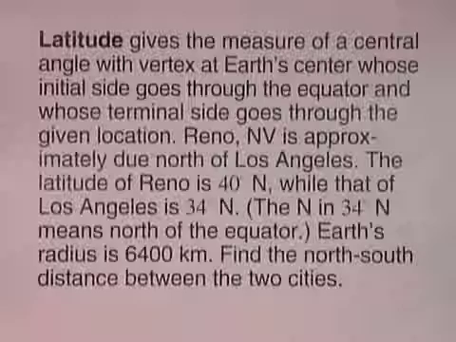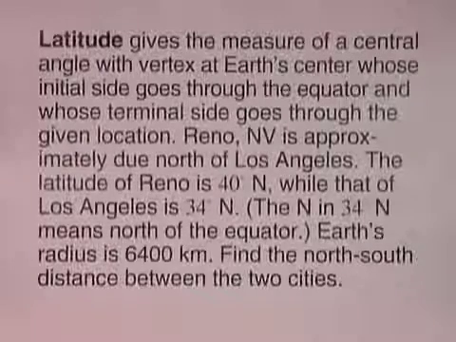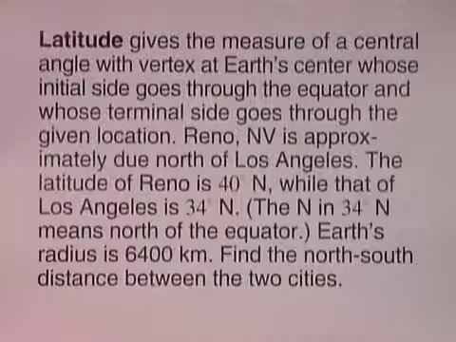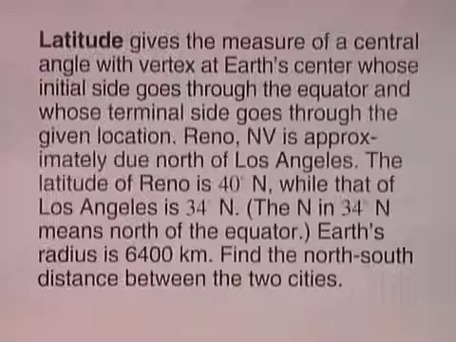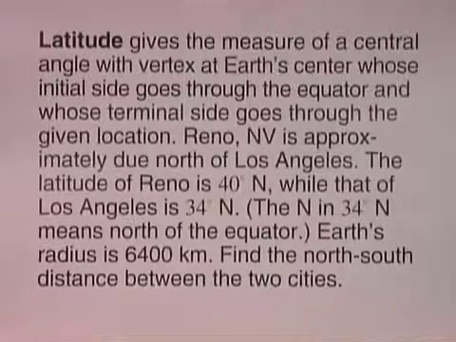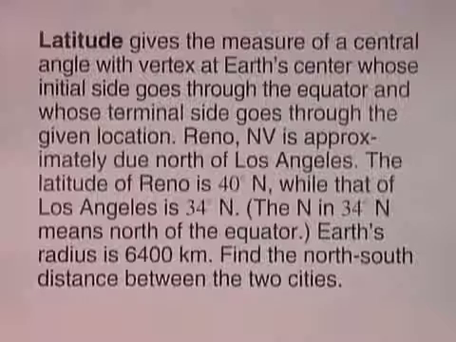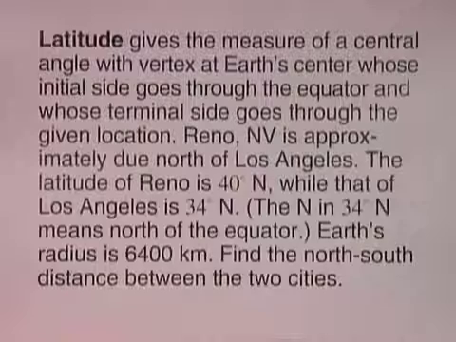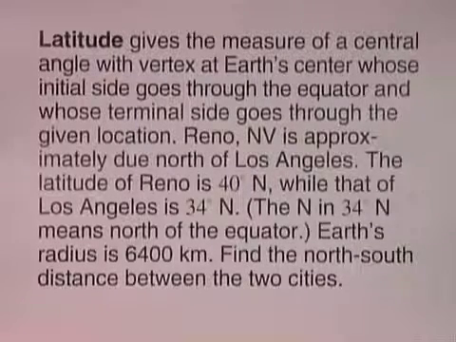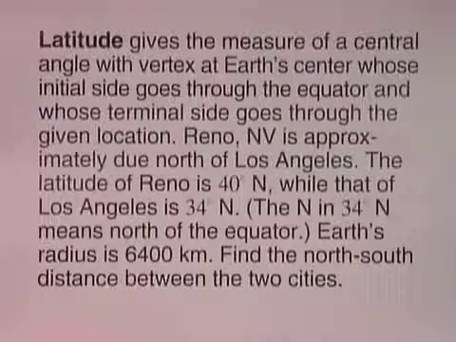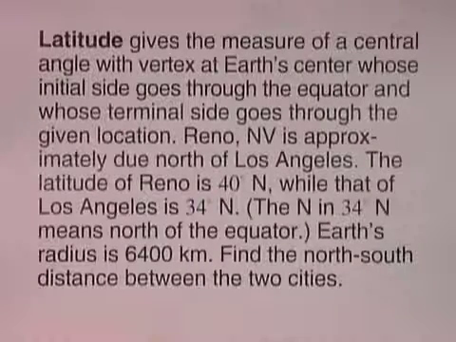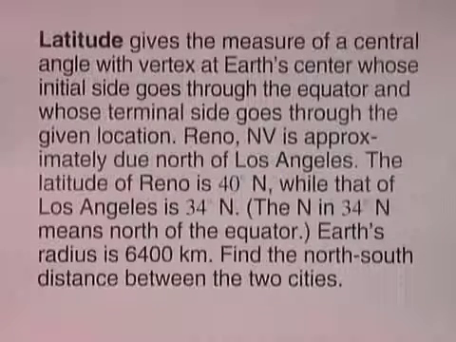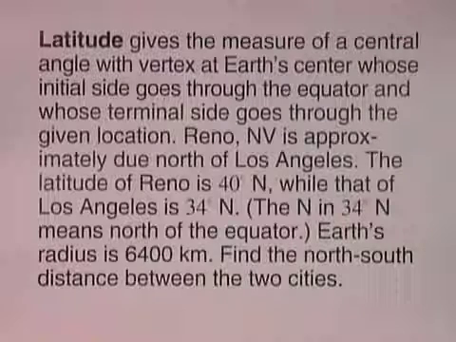In this example, we'll be using latitude to find the distance between two cities. Latitude gives the measure of a central angle with vertex at the Earth's center whose initial side goes through the equator and whose terminal side goes through the given location. Reno, Nevada is approximately due north of Los Angeles. The latitude of Reno is 40 degrees north, while that of Los Angeles is 34 degrees north. The north in 34 degrees north means north of the equator. Earth's radius is 6,400 kilometers. Find the north-south distance between the two cities.